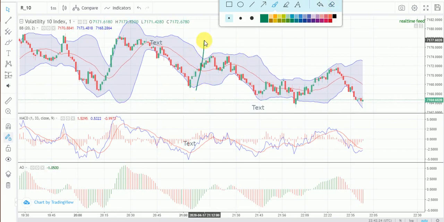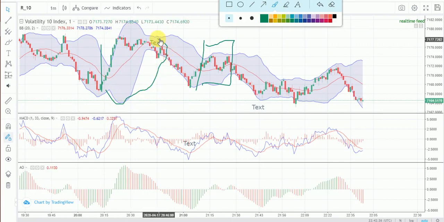Alright, now look here, there's a squeeze here, and now when it blows this way. You see this one, there was a squeeze here. When it blows, you can see how far it blew. Now here there's a squeeze, but it blows downward.